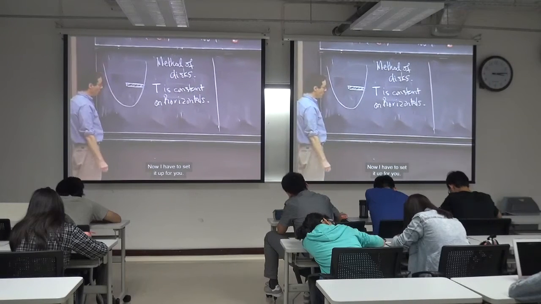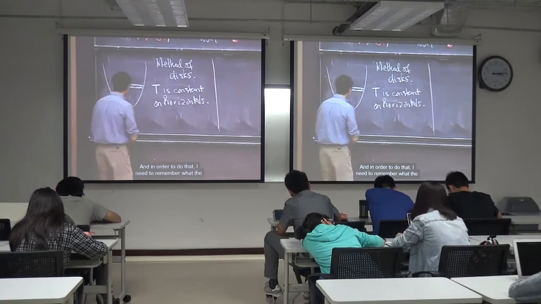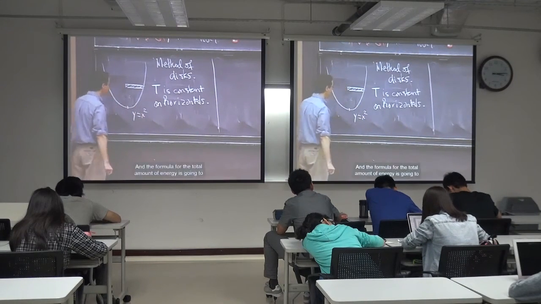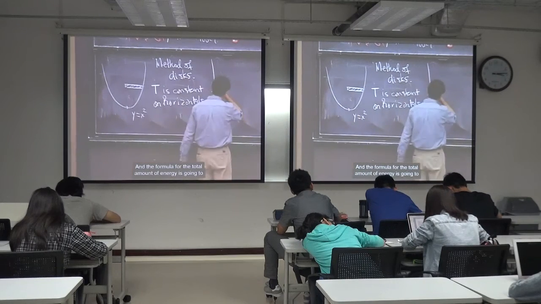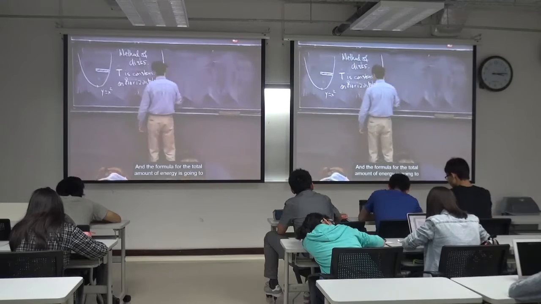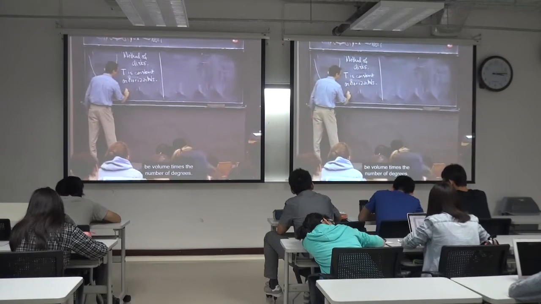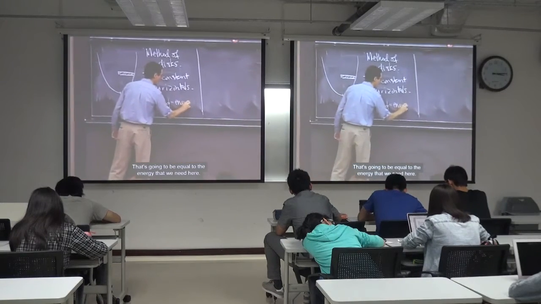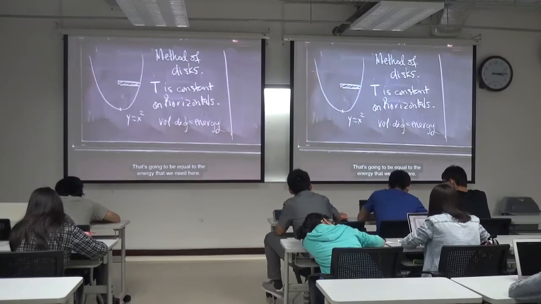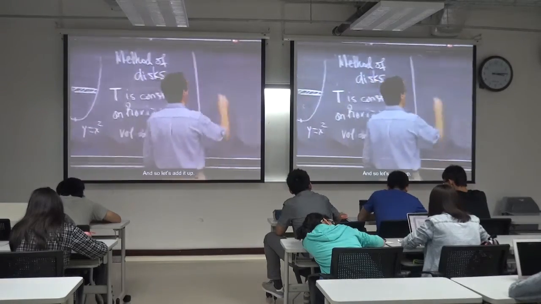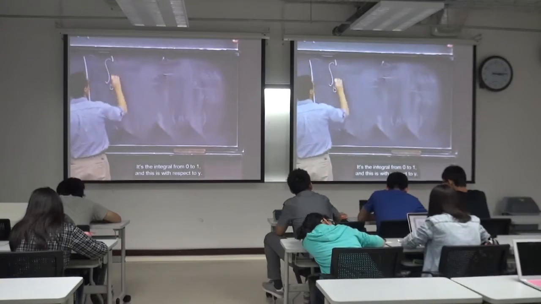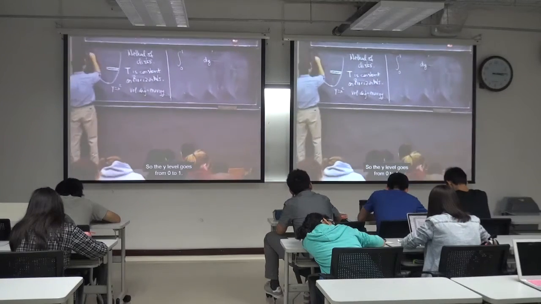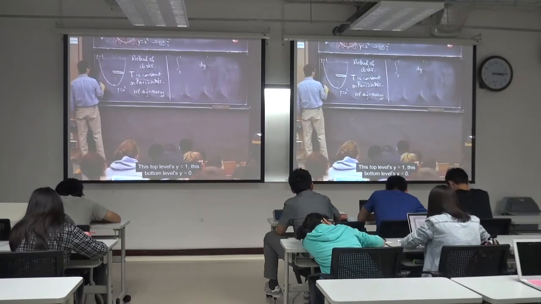Now I have to set it up for you. In order to do that, I need to remember what the equation is, which is y equals x squared. And the formula for the total amount of energy is going to be volume times the number of degrees. That's going to be equal to the energy we need here. And so let's add it up. It's the integral from 0 to 1, and this is with respect to y. So the y level goes from 0 to 1. This top level is y equals 1. This bottom level is y equals 0.